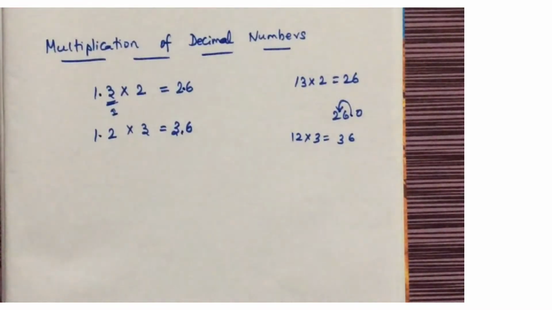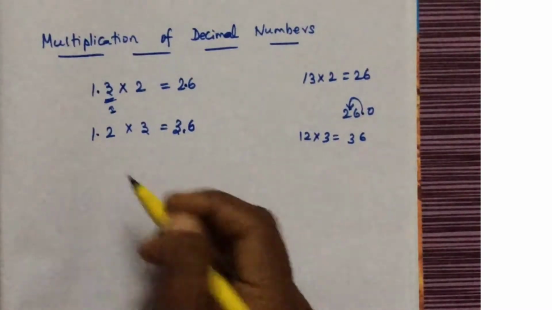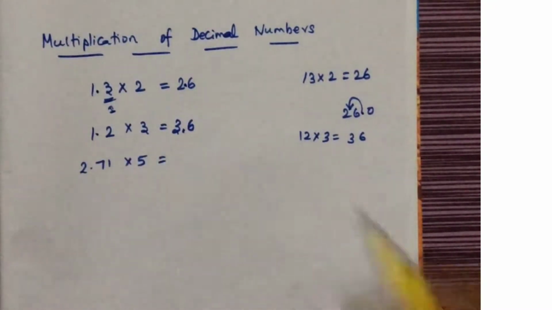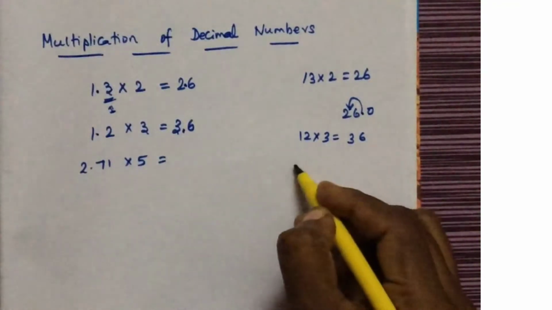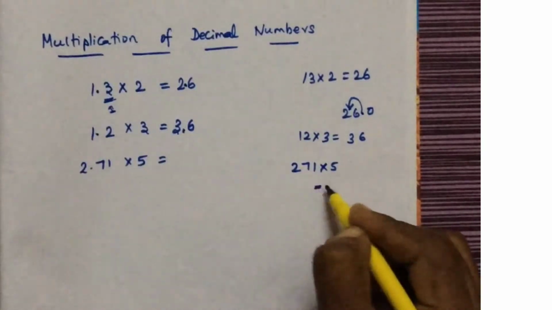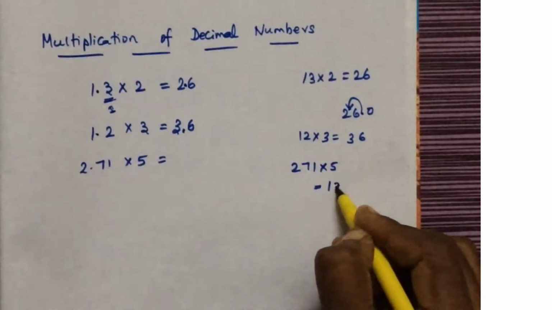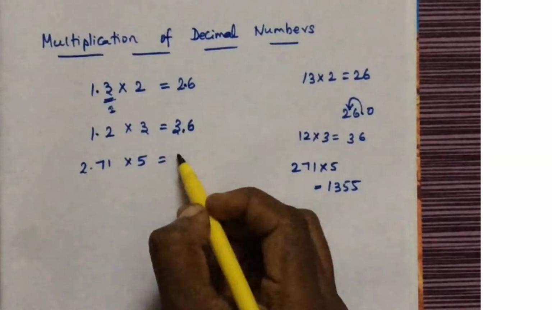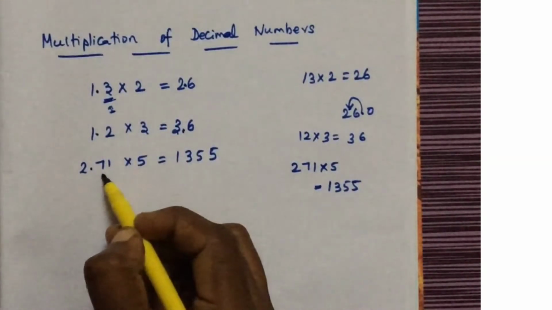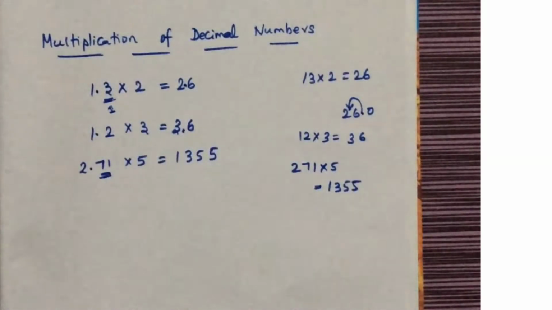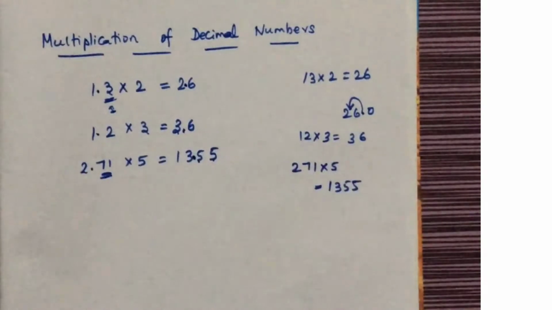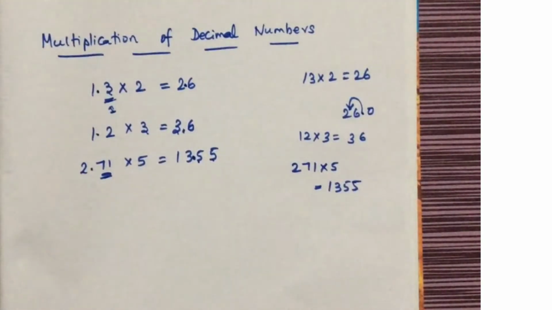The next example is, suppose it is 2.71 multiplied by 5. You have to do 271 multiplied by 5. Do the normal multiplication. It is 1355. Now we can see there are two digits after the decimal point. So 1, 2. We have to keep the decimal point here, which is 13.55.